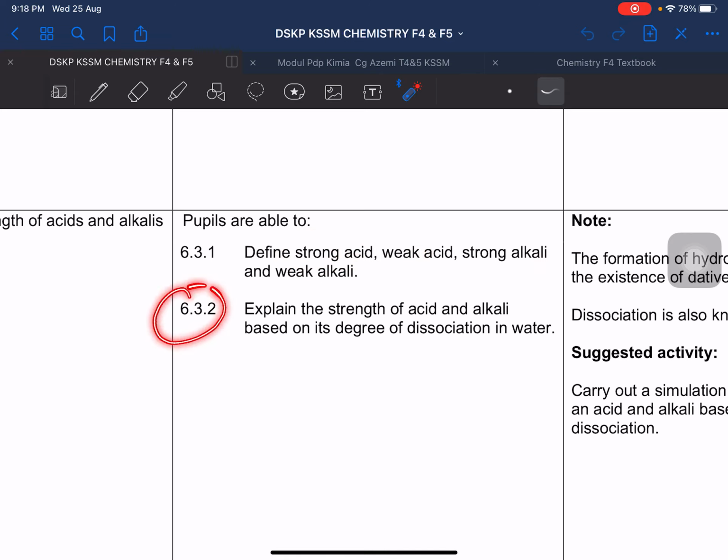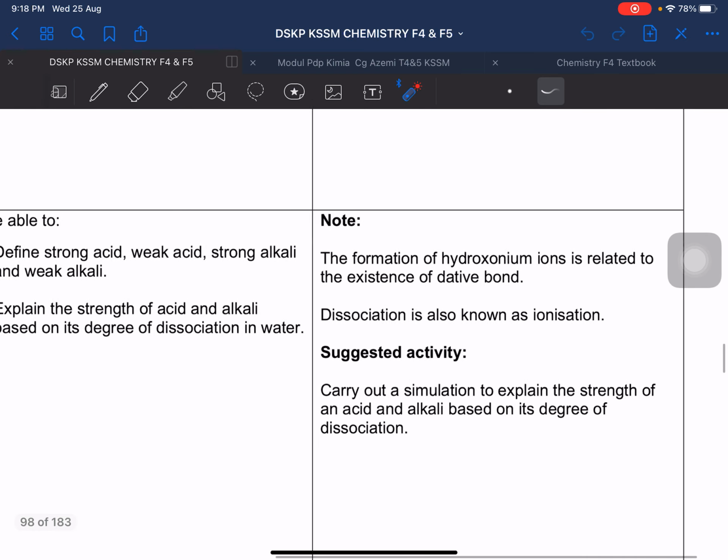And also you will be able to explain the strength, kekuatan of acid and alkali based on its degree of dissociation in water. Degree of dissociation maksudnya darjah penceraian. Berapa darjah penceraian? Kalau asid itu kuat, maka darjah penceraian dalam air tinggi. Kalau asid lemah atau alkali lemah, maka darjah penceraian ataupun darjah pengayonan mereka dalam air pun rendah. So you will be able to explain the strength based on the degree of dissociation.